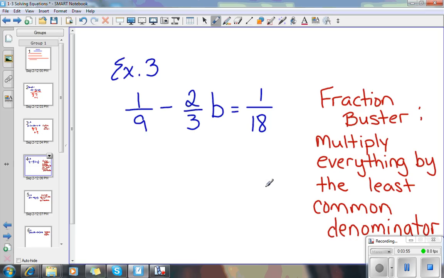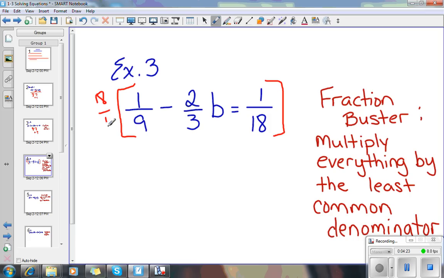So one of the things you can do is what I call fraction busters, and that is get rid of the fraction by multiplying everything by the least common denominator. So think about if you were adding things with fractions, what you would do, you have to find a common denominator. And in this case, we could use 18 because 3 goes into 18 evenly and 9 goes into 18 evenly. So what I'm going to do is multiply everything by 18.